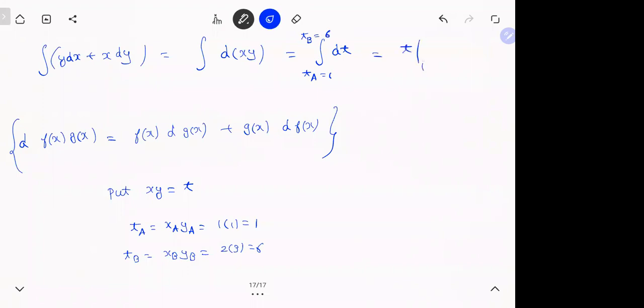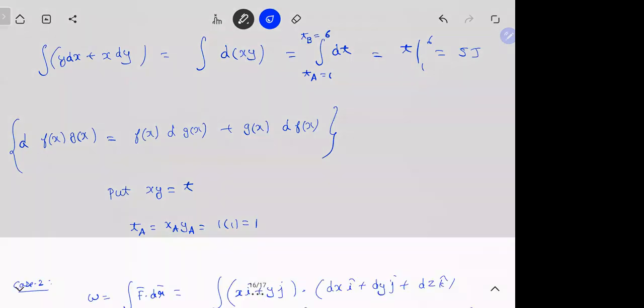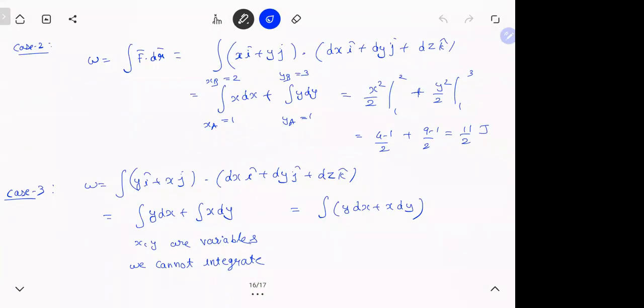So this is t with limits 1 to 6, that is 5. This is how you solve this kind of question. You cannot integrate them individually, but when you combine them, it becomes d of xy. You can take xy as t, and then it becomes a simple integral dx type. Remember this. These kinds of questions, especially the second question, were asked in NEET a lot, case 2.